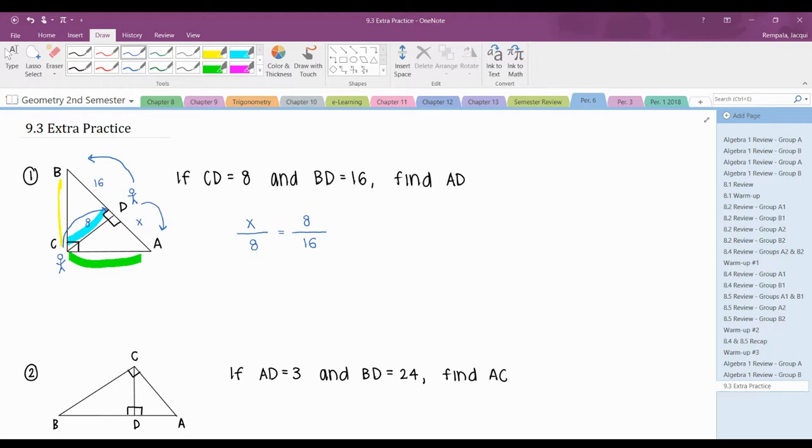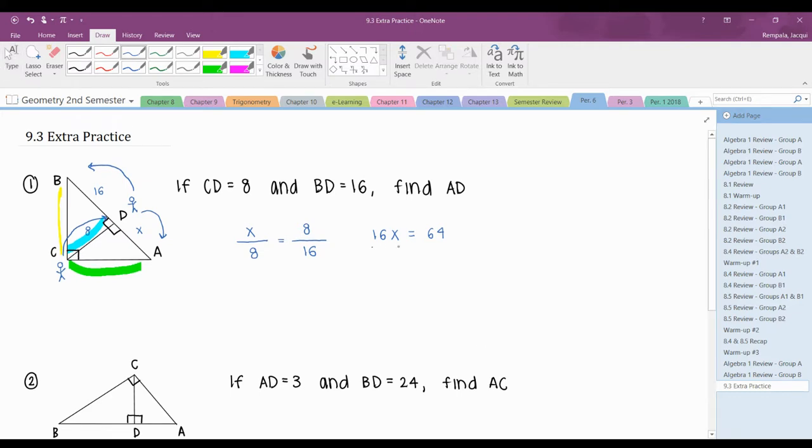So we're going to cross multiply. X times 16 is 16x. 8 times 8 is 64. And then we just want to divide. So I'm going to divide both sides by 16. If my pen will cooperate. There we go. Divide by 16. And so that gets us X then to be 4. Once again, X is representing AD. That's what I'm trying to find, which means I can circle this. This is my final answer.